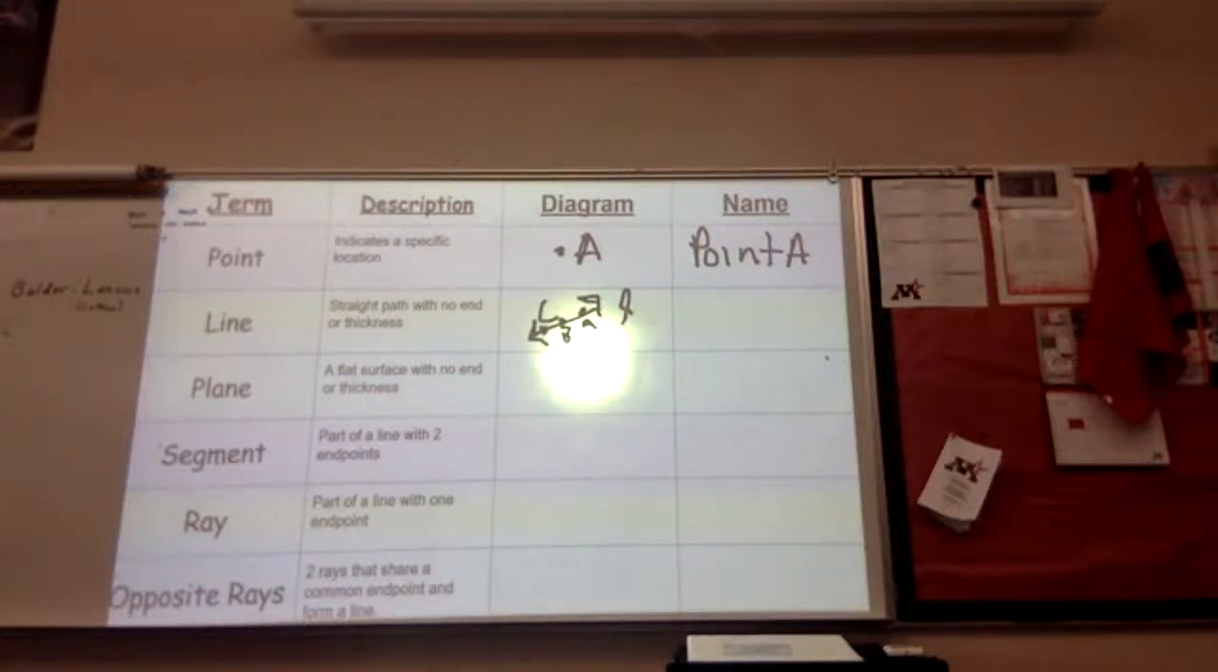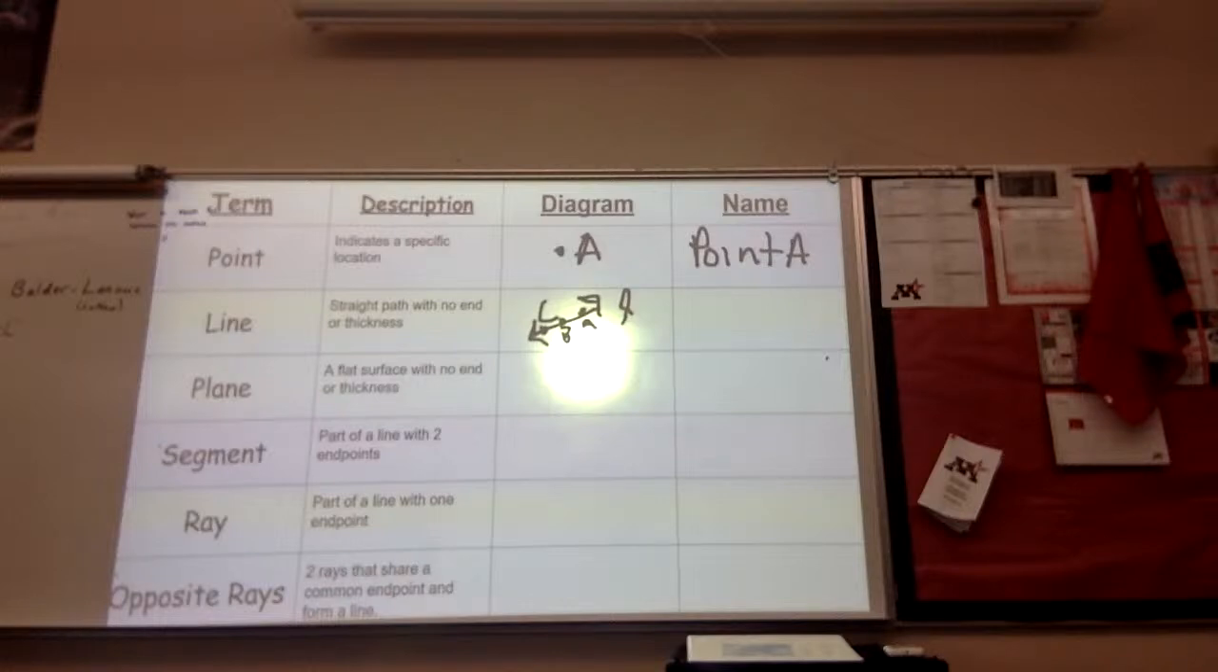What types of names, how we can name lines here. There are a bunch of ways we can name this line. We can use 2 points to name the line. So in this case, we could use A, B, and C. Sorry, my handwriting's not the best with this. So A, B, and C.